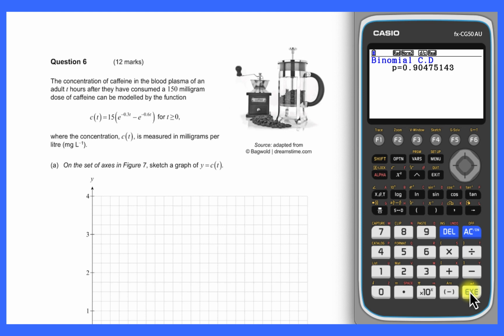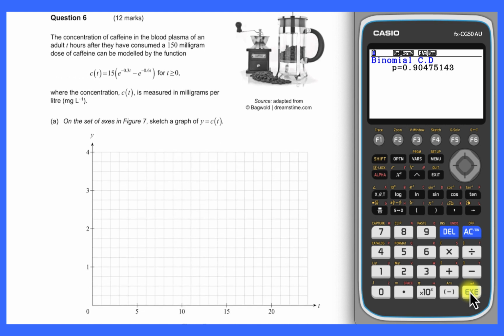So this question is about the concentration of caffeine in blood plasma after consuming a 150 milligram dose of caffeine. I guess that's the delicious serve we're seeing in the picture there, and that function is some form of exponential function. We have a set of axes, and we're going to start off by drawing a graph of that function. So that obviously calls for our first visit to graph mode.